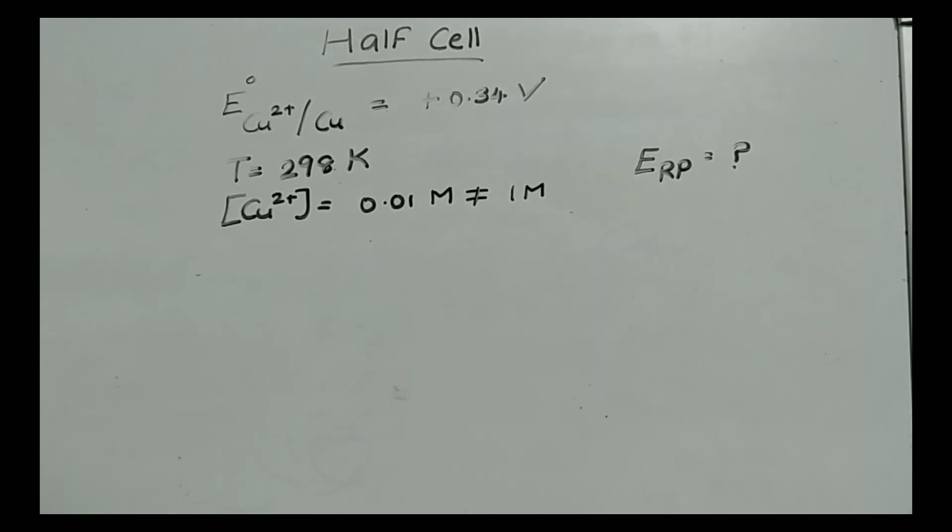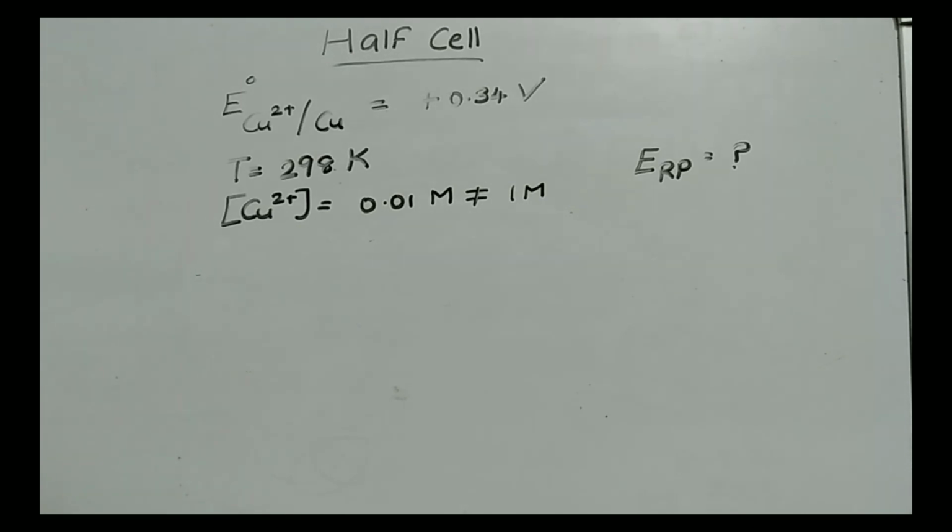So let's calculate the reduction potential for the half cell. Half cell means only one cell is given to you. Two cells should be there, cathode and anode, but here only one cell is given to you. That is called a half cell.